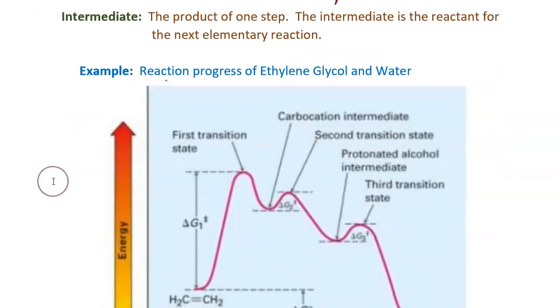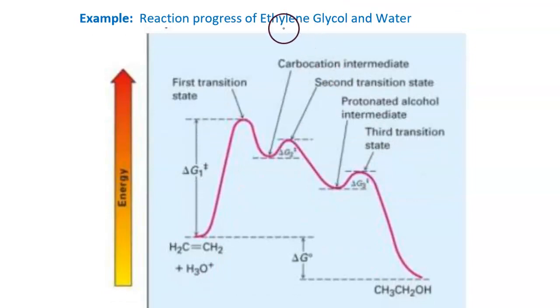Here's an example reaction progress graph for the reaction of ethylene glycol with water. If you take some ethylene glycol and you mix it with water, what happens? Here are the initial reactants. This is the formula for a substance called ethylene glycol, and here is water in its ionized form, where it's picked up an additional hydrogen ion to become positively charged.